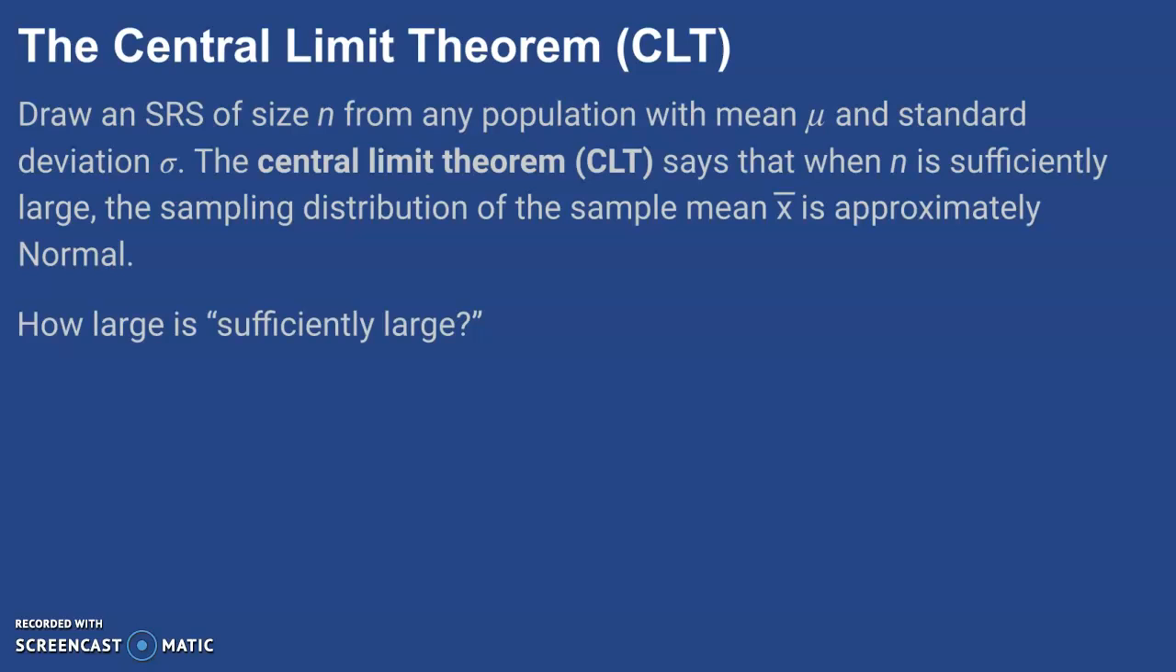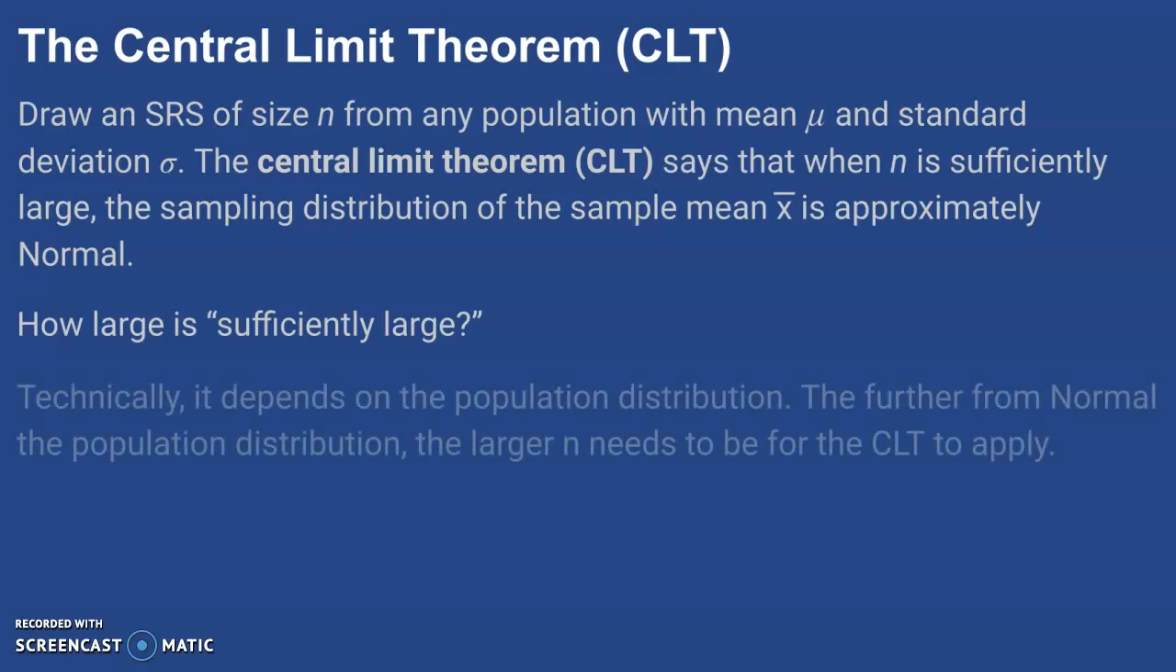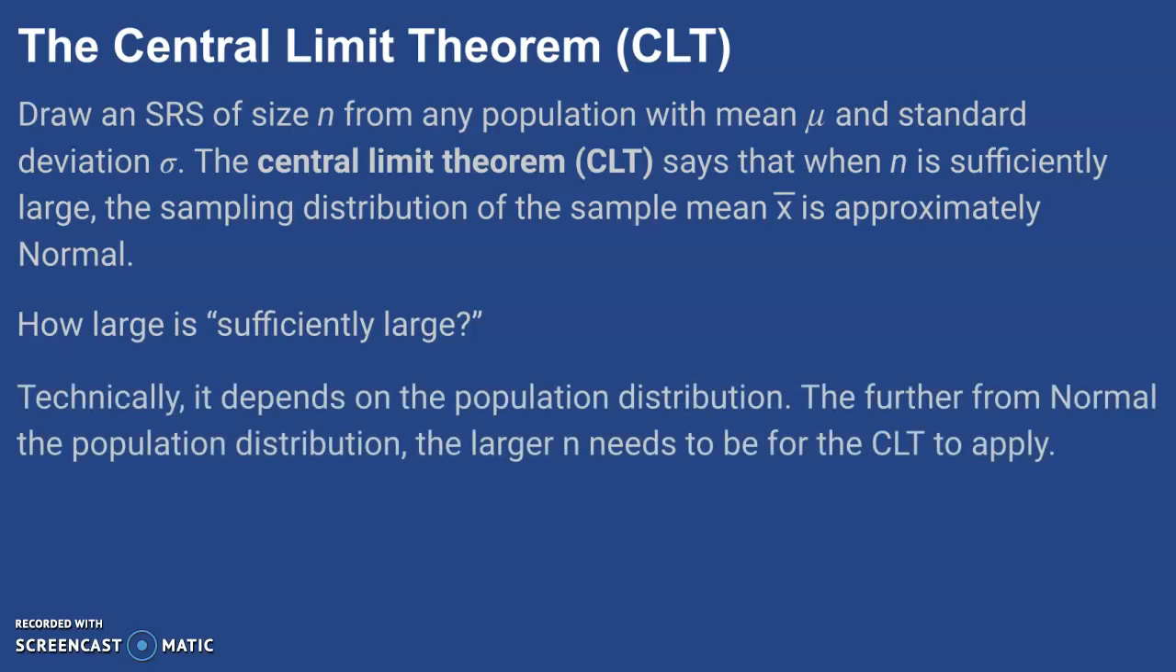Now you might be asking, how large is sufficiently large? Well, technically it depends on the population distribution. The further from normal the population distribution is, the larger n needs to be in order for the central limit theorem to apply. You'll notice that we're abbreviating central limit theorem CLT. This theorem is used throughout statistics, and this is a standard abbreviation. If you write CLT, statisticians will know what you're talking about.